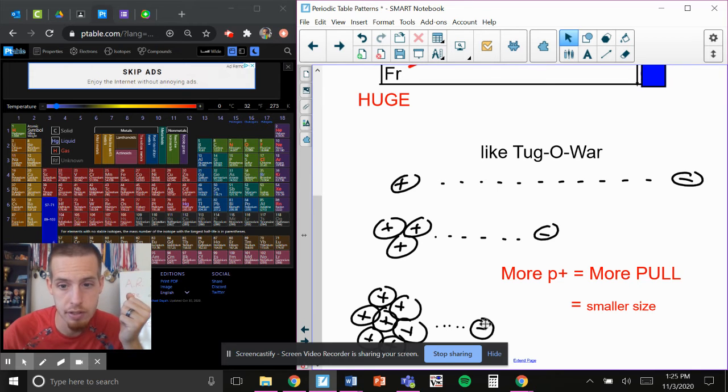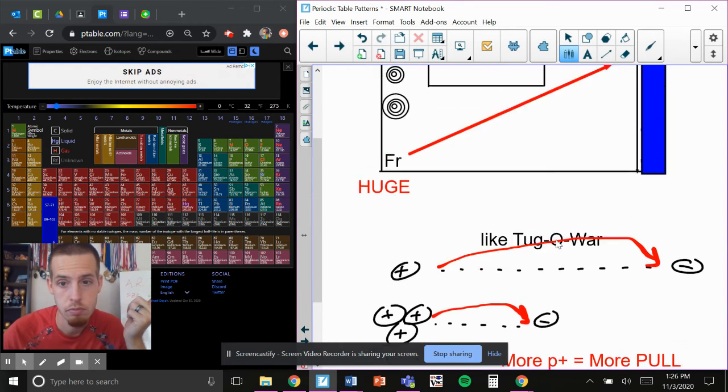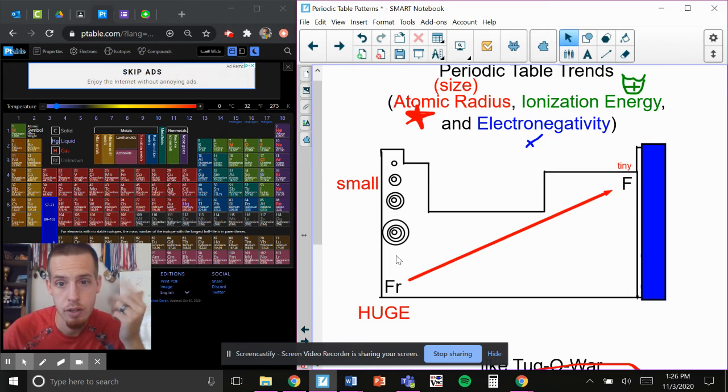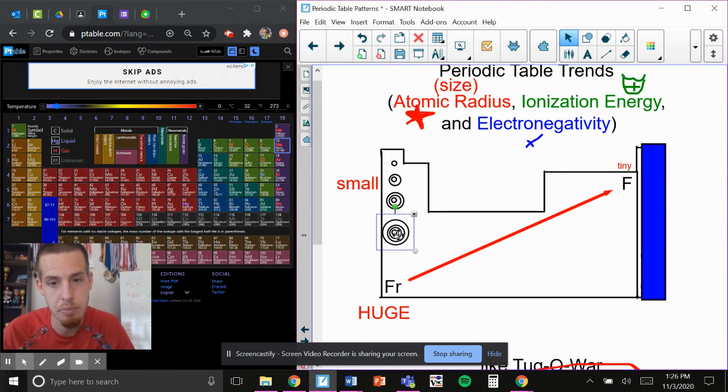Again, this would be the atomic radius. It's not that big. This one's bigger. This one is the biggest. How does that work here? Again, going left to right on the periodic table, right? 3 to 10, more protons over here. 11 to 18, more protons over here. 19 to 36, 37 to 54, and so on. More protons over here.